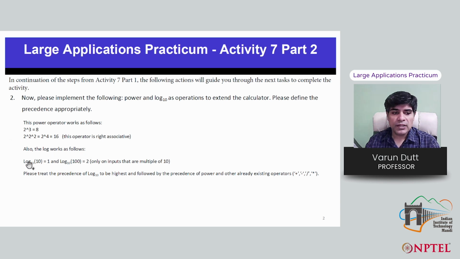And log would work like this typically: log of 10 to the base 10 is 1, log of 100 to the base 10 is 2, and remember, only inputs that are multiples of 10 are to be entered right now. Log will have the highest precedence, followed by power and the other operators which exist. So we'll have to define the power operator and the log operator as two other operators in the list of operators which we define in the Bison program. I would request you to try this activity on your own, extending the calculator program and getting acquainted with Flex and Bison.